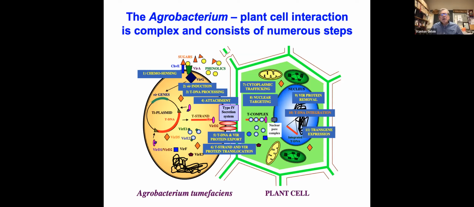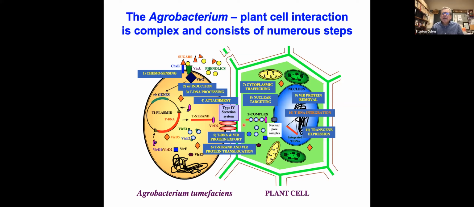Although people talk about T-DNA transfer, well, this is actually protein transfer. It's the protein that's being acted on that's going from Agrobacterium into the plant cell through this type 4 protein secretion system. However, because the T-DNA is covalently linked to VirD2, VirD2 will drag the T-DNA into the plant cell.